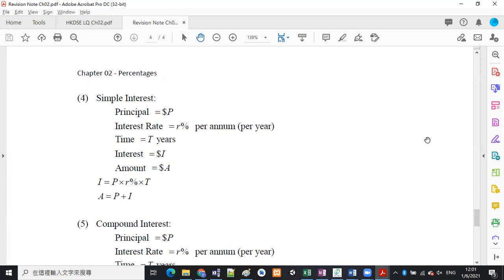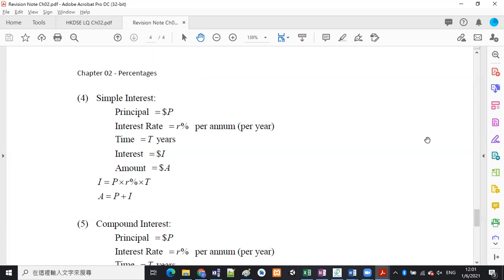What is actually important is the R%. And then the time is T, and T is measured in years. It's always in years. So if the question tells you that the period of time is 6 months, please do not write 6 for T. Instead, what should you write? 6 over 12, which is just 1 over 2. So 6 months is just half a year. And interest is the extra amount of money you get.